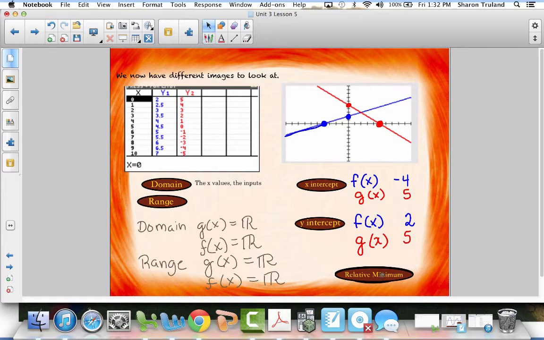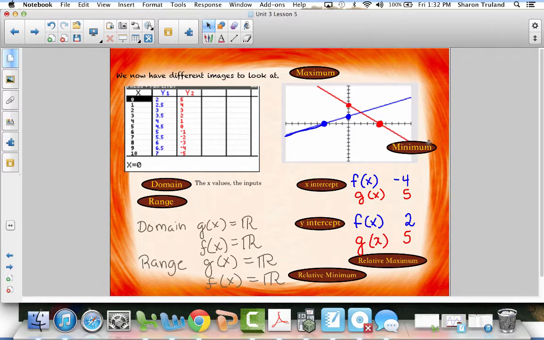Now what about relative minimums and maximums? There are none here because there are no places that it curves. So the absolute maximum does not exist. It's infinity. It goes higher and higher and higher. And the absolute minimum is it goes lower and lower and lower. So it's negative infinity. And it's the same for the blue line also.